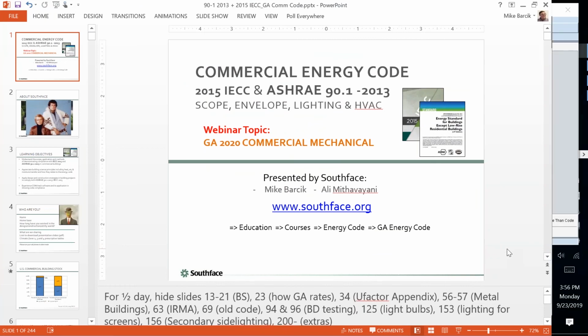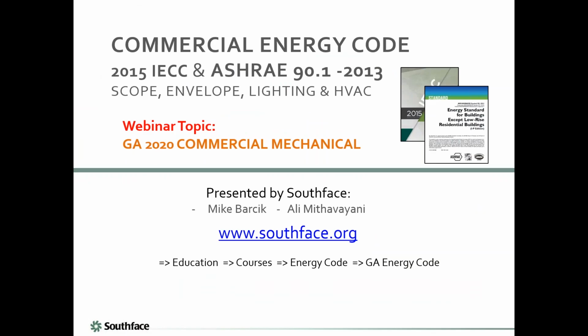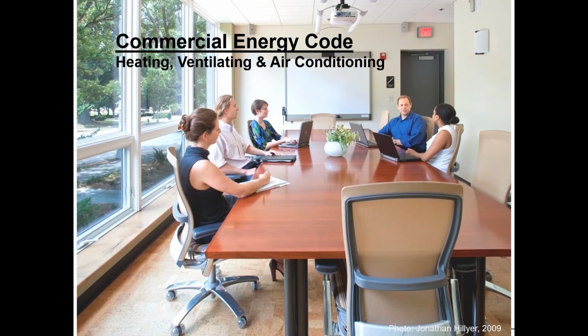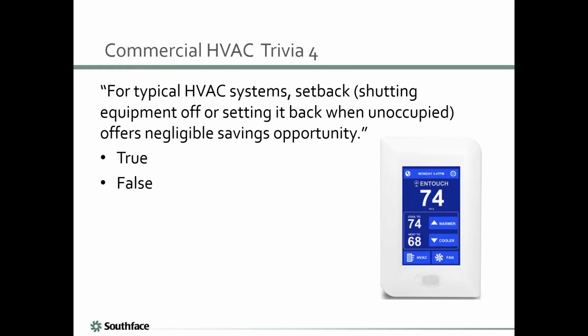Here's where we started, again, slide 181. And we have a couple things that we included just to sprinkle in some of our research. It's one of these interesting things: some people don't believe that setback saves much energy. And the answer is it saves a tremendous amount of energy. If you can shut equipment off or set it back because no one's in the building, this is a great way to save energy. And as long as your system recovers before people come back, which it should with a programmable thermostat, this is a really good opportunity.